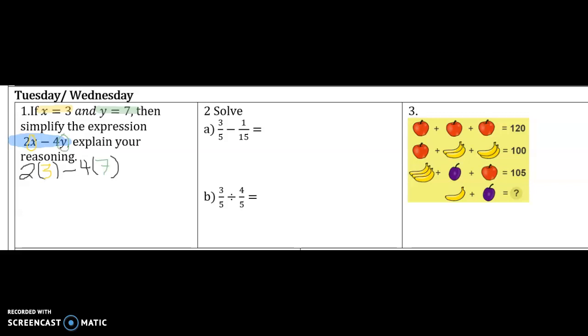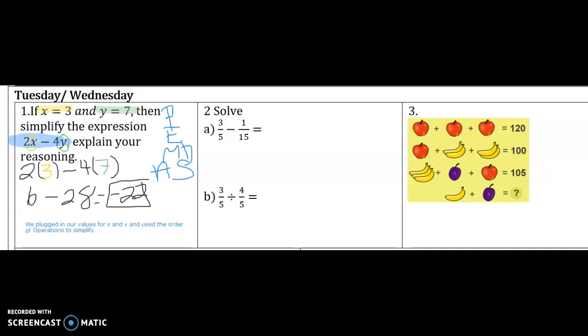Okay, so then now we're going to use our order of operations to help simplify this, which is PEMDAS, right? Parentheses, exponents, multiplication, division left to right, adding, subtracting left to right. So I know we have parentheses, but if you look inside our parentheses, there's nothing to simplify, right? We just have one digit, one number, so we're going to leave that alone. So we have 2 times 3 is 6 minus 4 times 7, which is 28. Well, what is 6 minus 28? That is a negative 22. So our answer here is negative 22.